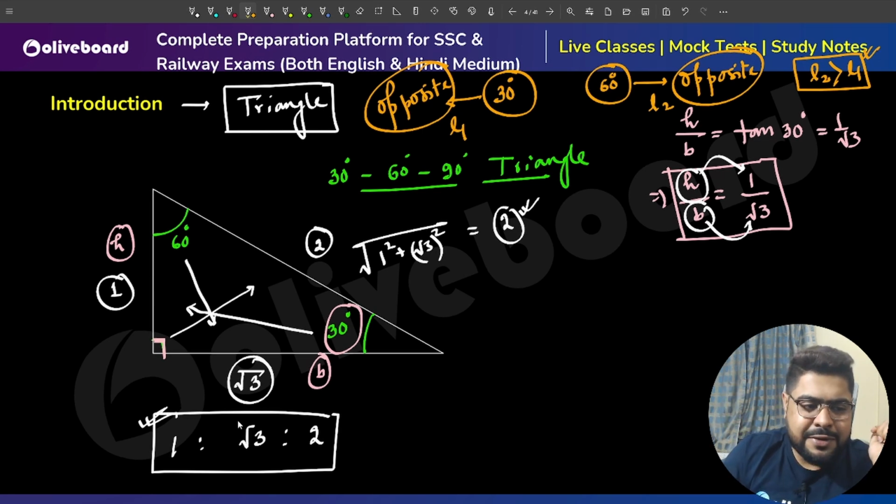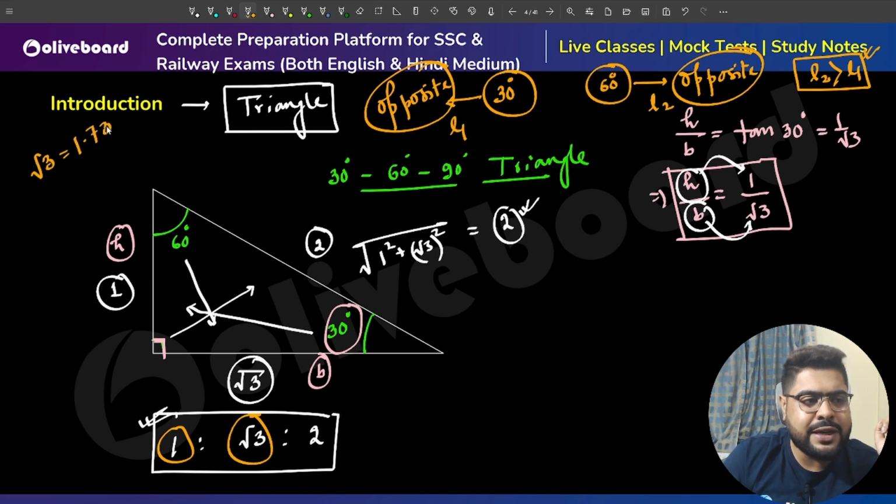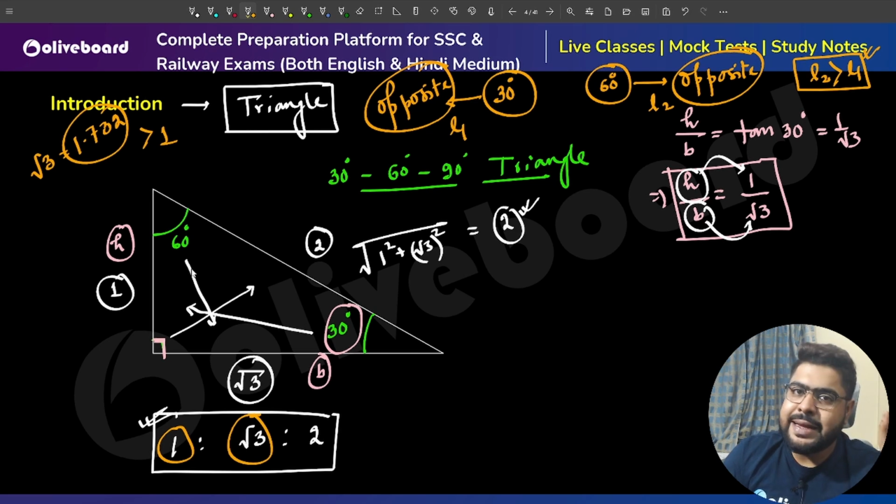Now you tell me, is 1 greater or root 3 greater? Definitely root 3, which is 1.732, greater than 1. So the greater angle, 60, has the greater opposite side. Opposite to 60 will be root 3, and opposite to 30 will be 1.